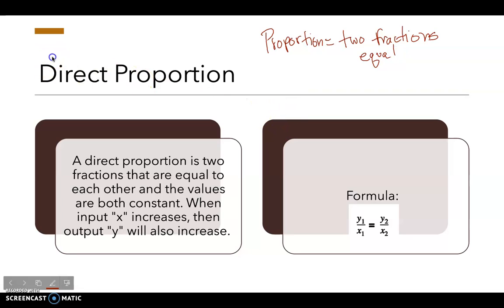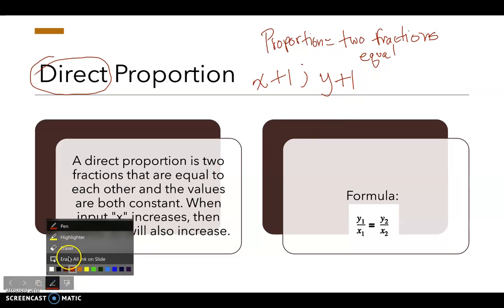Okay? We just need to know what putting the word direct before proportion does to it. So direct proportion means that the values are constant. What I mean by that is that when the input x increases, then input y will also increase. And if input x decreases, then input y will also decrease.